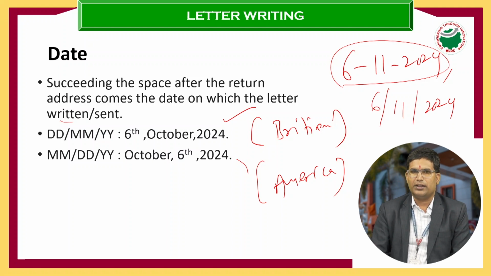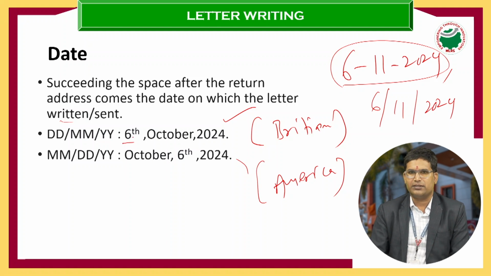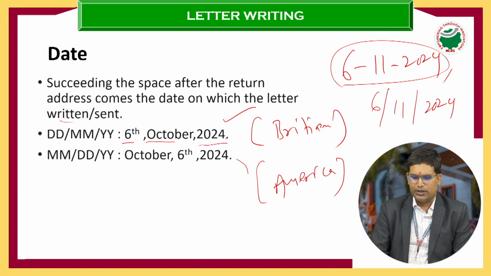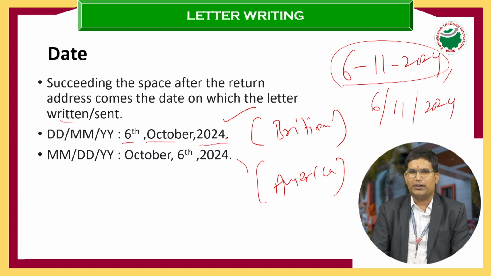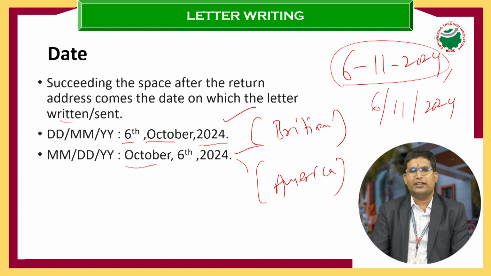Instead, you use the first date. The numeral should be used along with the letters, like 6th October: first date, second month, third should be used. That is the correct format of writing. The first one is British. In the second one, what is coming first? Month first, date second, and then year. The second one is American. In this format we need to write the date.